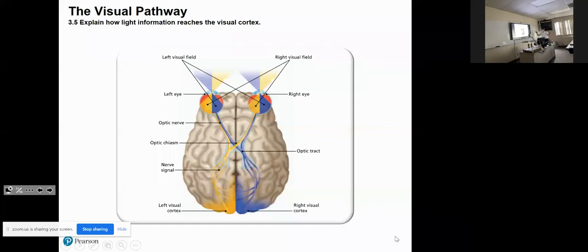But for the most part, the reason that we have a left visual cortex and right visual cortex is to help us determine depth of whatever it is that we're trying to see. Okay.